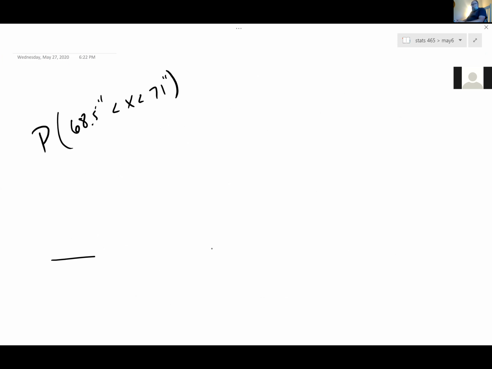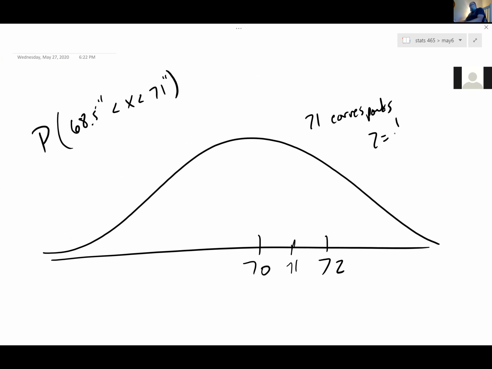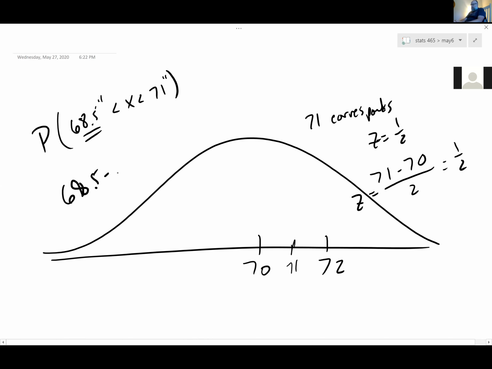Okay, I don't know. Again, I'm just going to draw the picture. Here's 70, 72. Doesn't take a rocket surgeon to see that 71 corresponds to a z-score of 0.5. Now, I did that in my head, but again, it would be 71 minus 70 divided by 2. Positive because it's above the average. Okay. This guy here obviously is going to be negative, so 68.5 minus 70 divided by 2. So is that negative 1.5 divided by 2, negative 3/4, I guess.